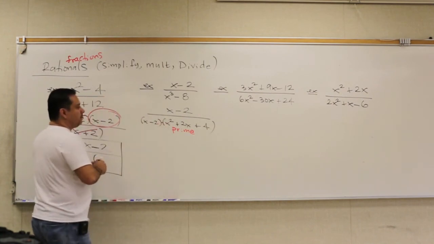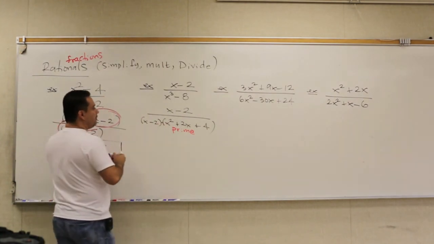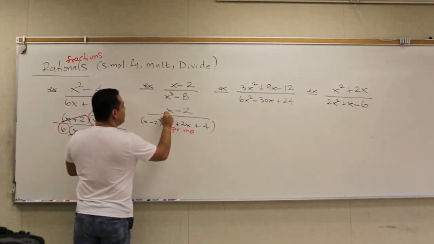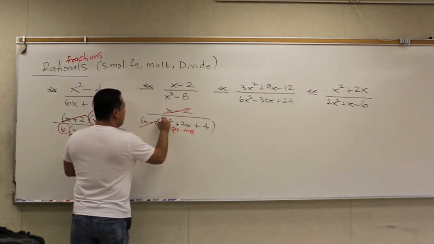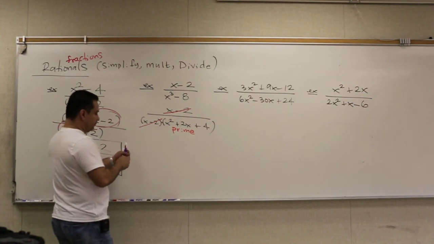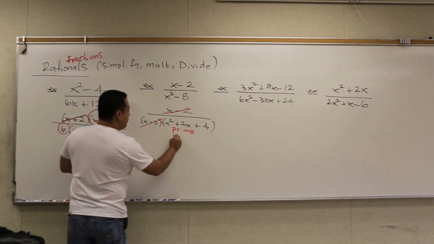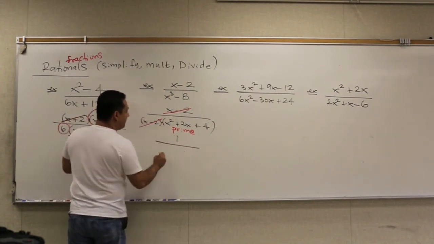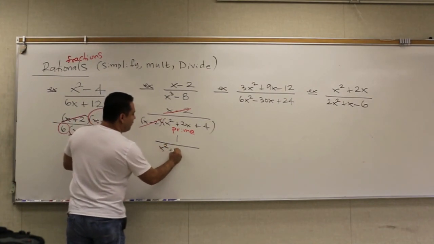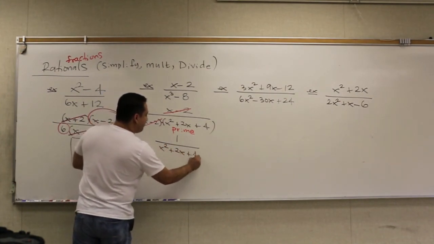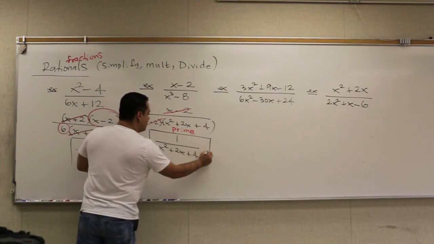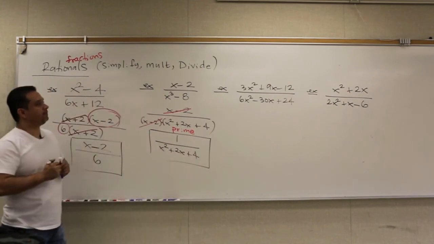So what happens now with this? You guys notice? What cancels here? The x minus 2 with the what? X minus 2. What do you have left? You got 1 over what? X squared plus 2x plus 4. You're done. That's what's left.